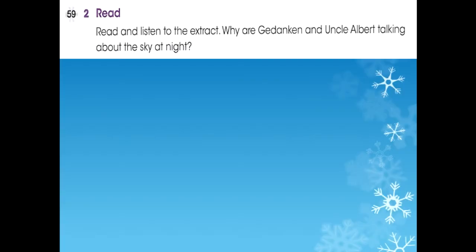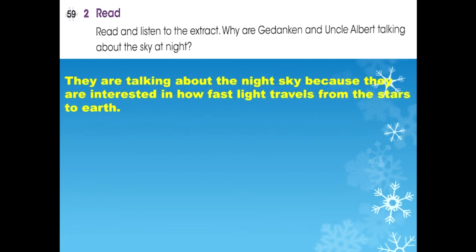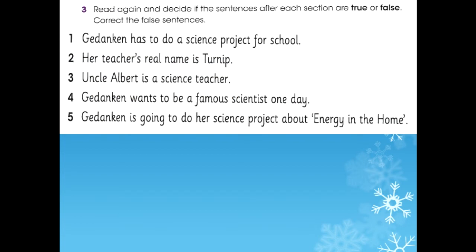Okay, so now, why are Gedanken and Uncle Albert talking about the sky at night? Actually, I went back to exercise number 2. So please try to tell me the answer. They are talking about the night sky because they are interested in how fast light travels from the stars to Earth. Okay? That's why this is the reason why they are talking about the night sky.